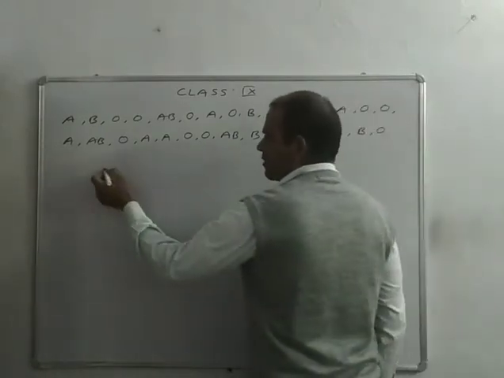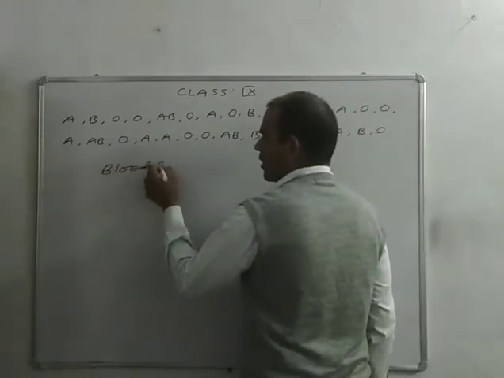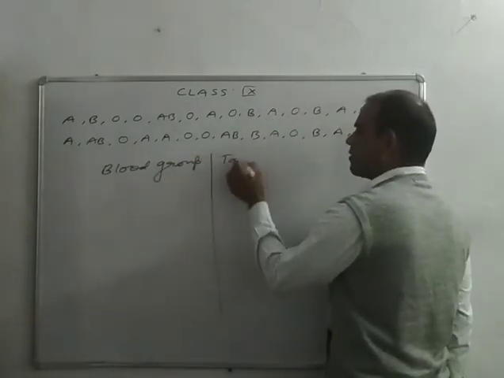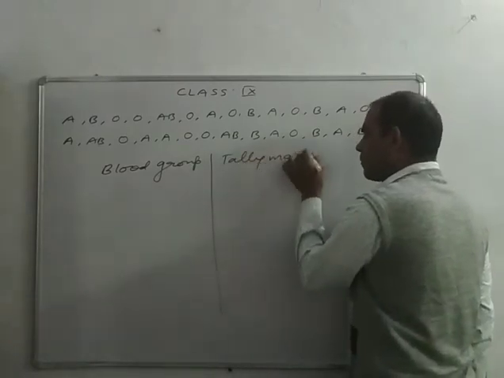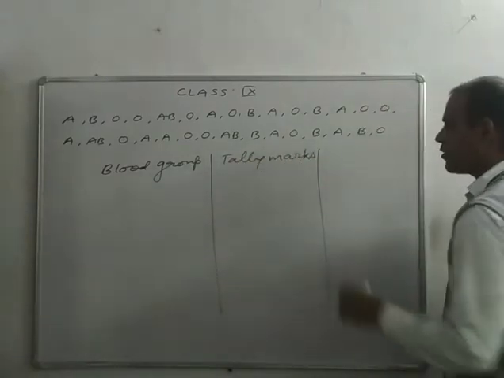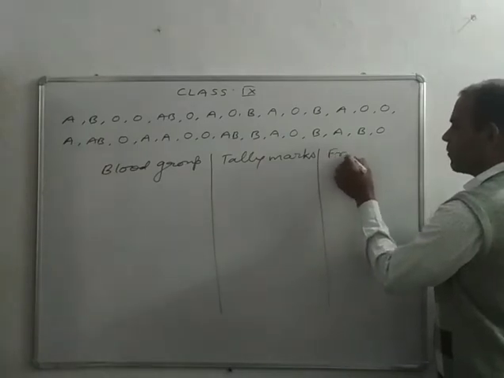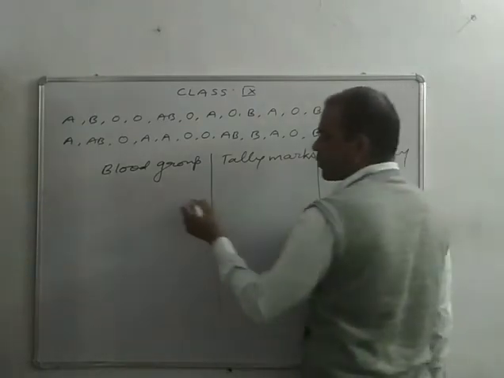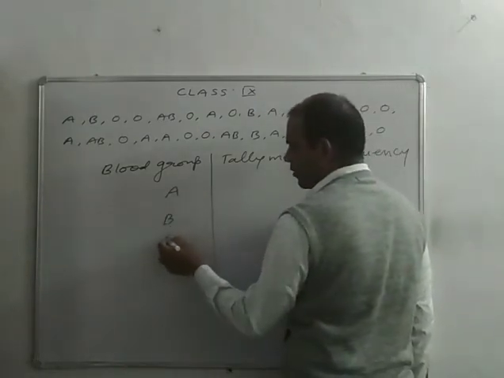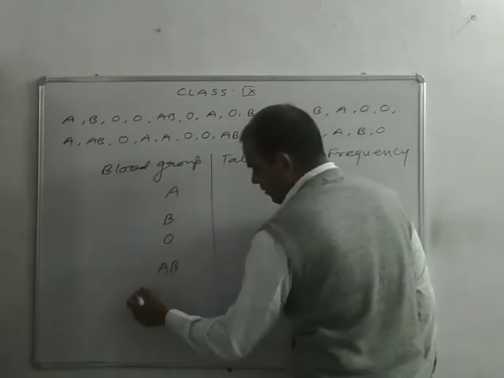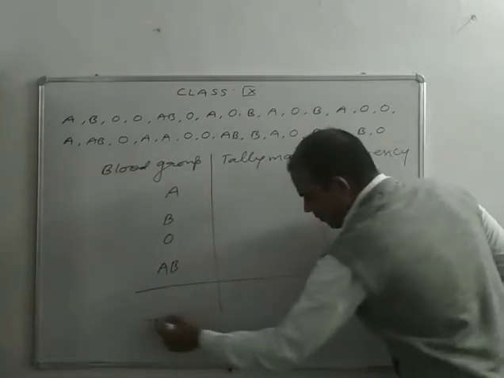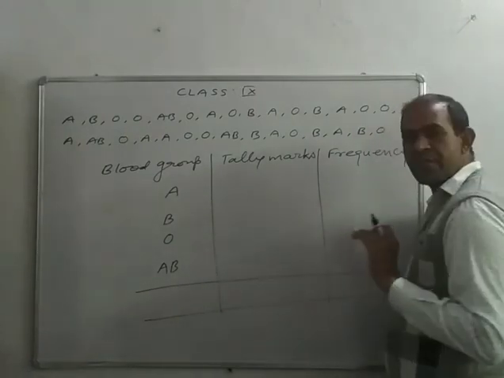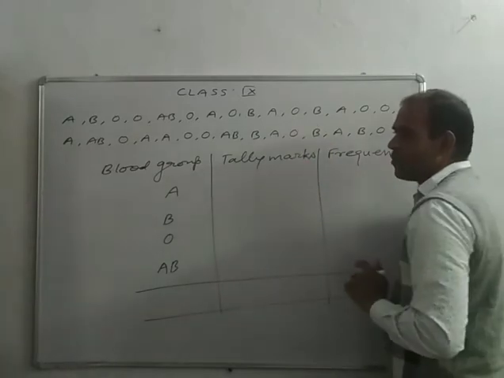So first column is blood group, second is tally marks, and third column is frequency. How many types? First, there are 4 types of blood group: A, B, O and AB. In the tally marks, we should count the different blood groups.